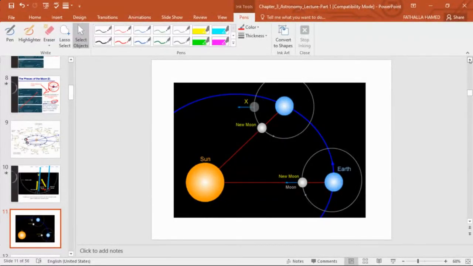Okay, so when we look at the moon, we're either looking at this 27.3 days, so that's where you're actually going to get to here, 27.32 days. And when you come here, it's 29.53 days.